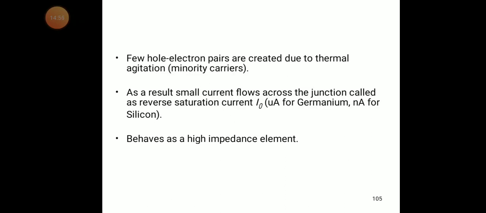Then the diode behaves as a high impedance element. The diode behaves as an open circuit. High impedance means high resistance. If it has high resistance, generally we can call it an open circuit.